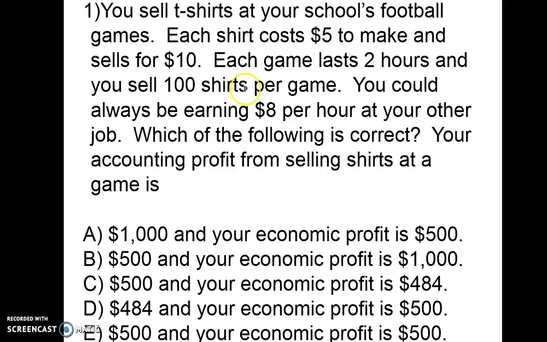Now let's see here. You sell T-shirts at your high school's football game. Each shirt costs $5 to make, so that's going to be an explicit cost, I know off the bat. And it sells for $10, so that's my revenue right there, $10 a shirt. Each game lasts 2 hours, and you sell 100 shirts per game. So that means I'm going to bring in $1,000 of revenue. I did 100 times 10. So I'm assuming I'm going to find some profit here, and it cost me 500 to make the shirts. That's my explicit cost.